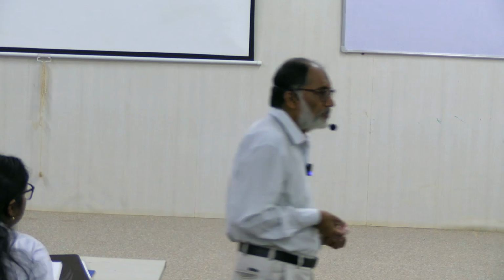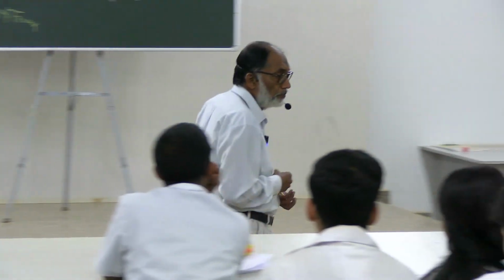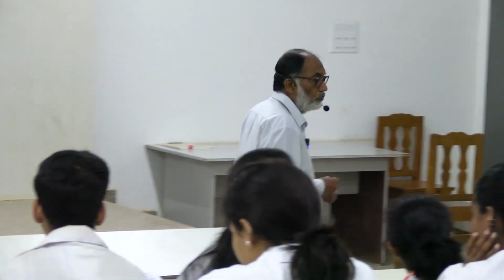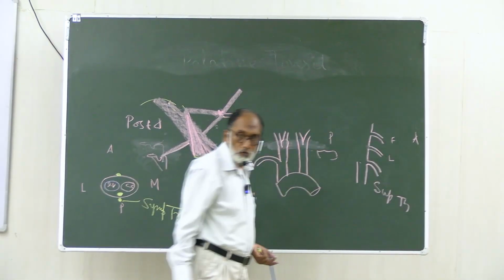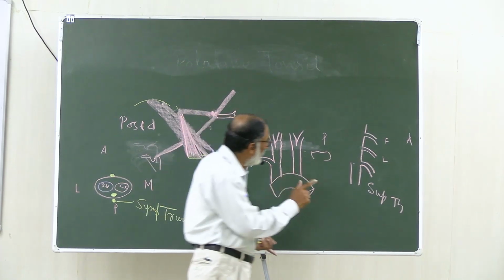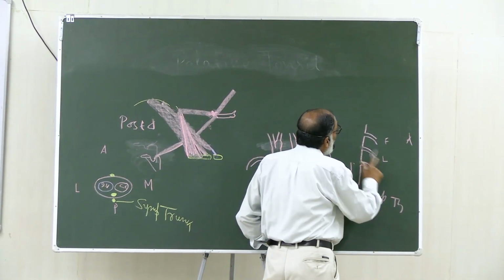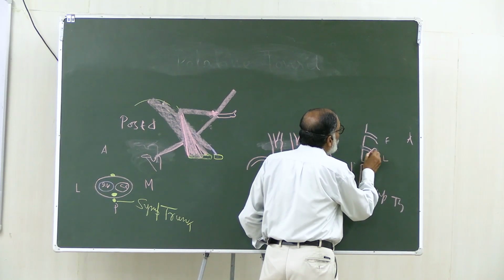Now what are the branches of the external carotid artery? Tell me one branch. Occipital artery. Very good. Tell me another one. This is facial. How will you identify the lingual? There is a loop. Lingual artery will show a loop like this.